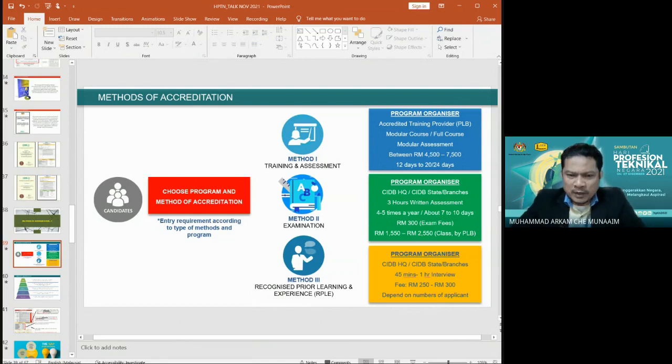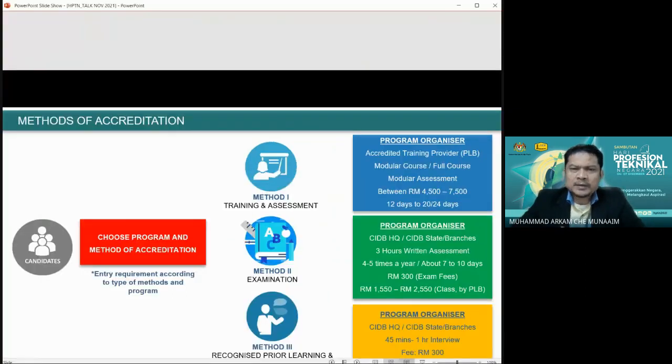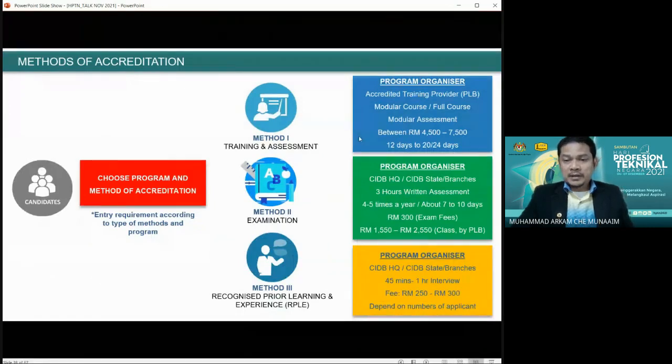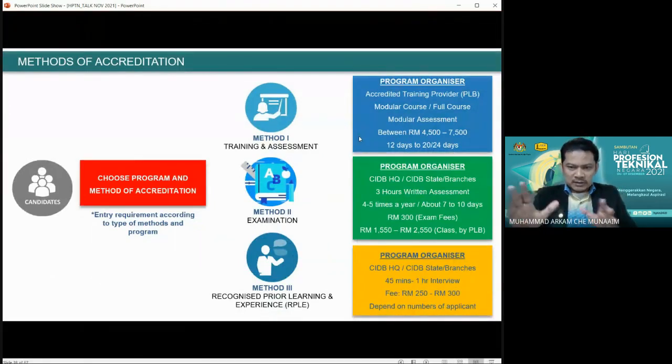And we also have method 1 here. Method 1 is through the accredited training provider, PLB, with modular courses. So this is a modular course. You need to be taught module by module, take the assessment module by module, and pass module by module. It costs between 4,500 and 7,500, depending on the number of days: 12 days, 20 days, as well as 24 days.